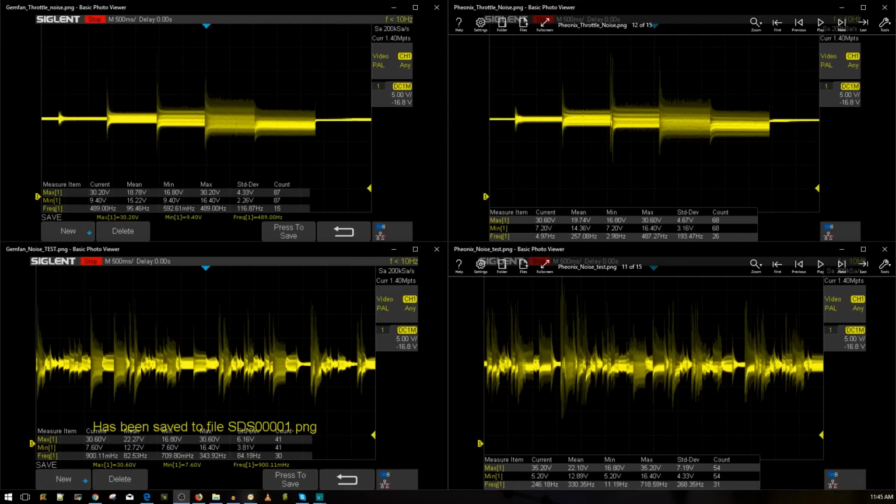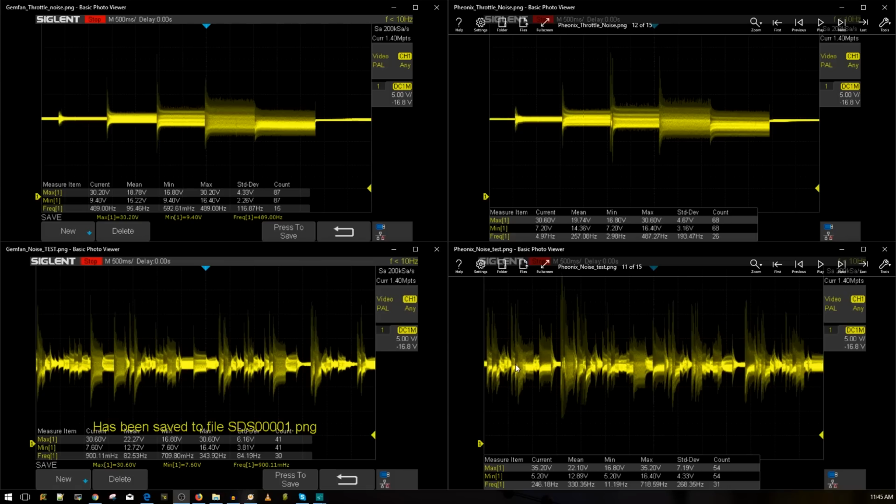All right guys, the results are in. We're going to compare it to the Gemfan Maverick ESC, which is $11, and the Phoenix here is $14. Let's take a look at this. Now in throttle noise level testing, let's actually get into the throttle noise. This graph shows you 10% throttle noise, 25, 50, 75, and 100% throttle. So that's what you're seeing here.